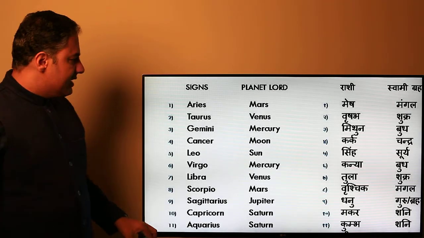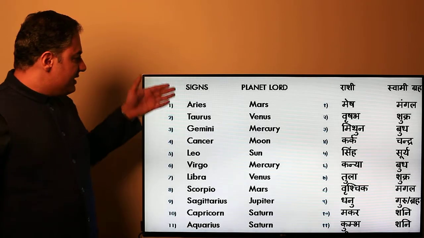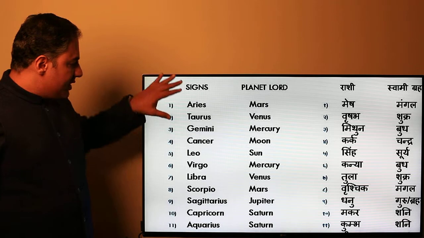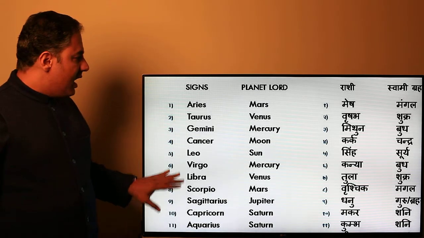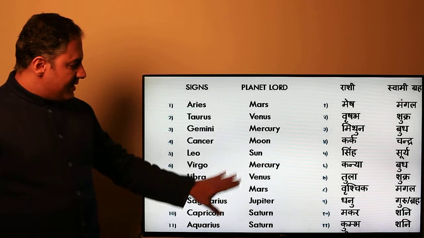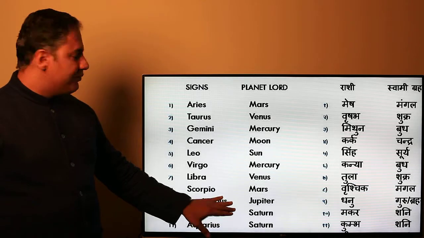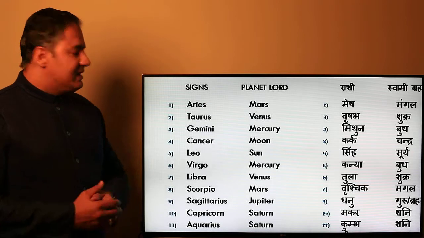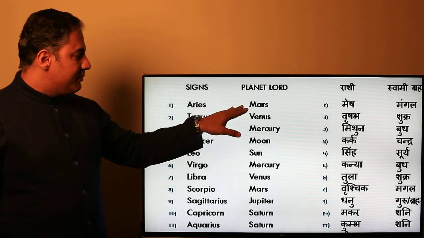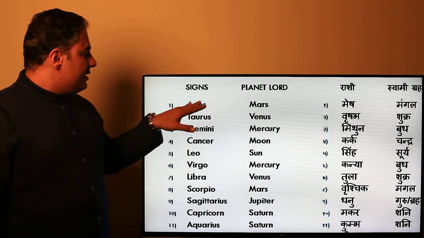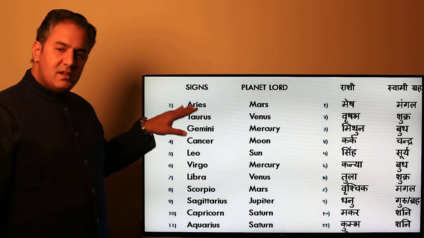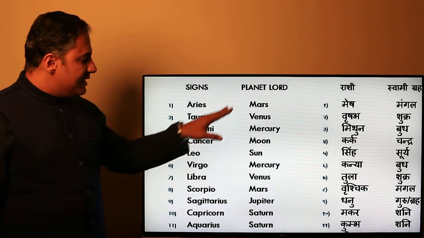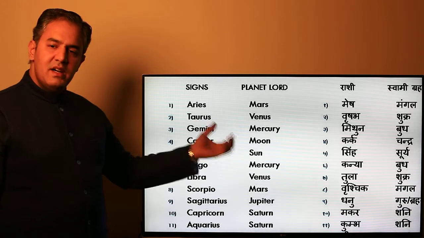As you can see in this slide, the 12 zodiacs are mentioned here, along with their planet lords in this second column. Each sign has its planet lord. This lord, this planet, basically infuses its characteristics into these signs. All these signs are influenced by these planets and their characteristics.